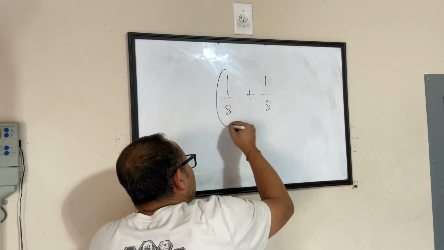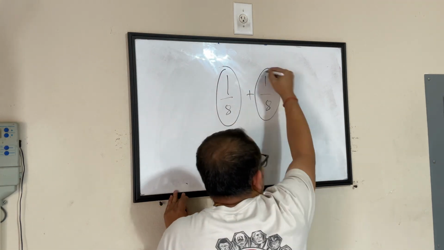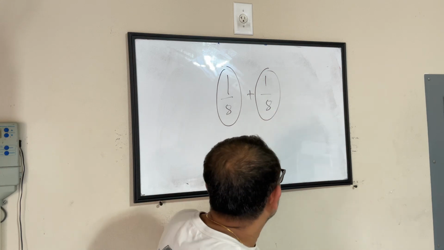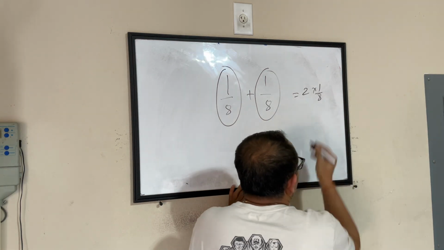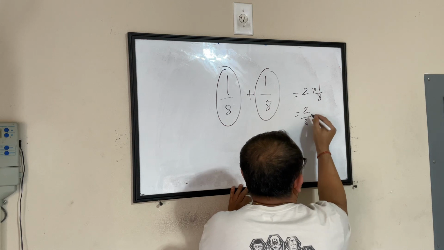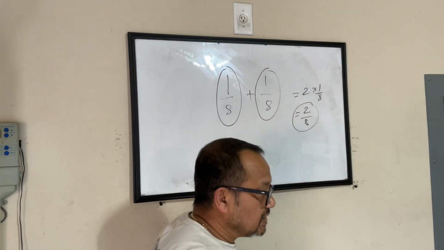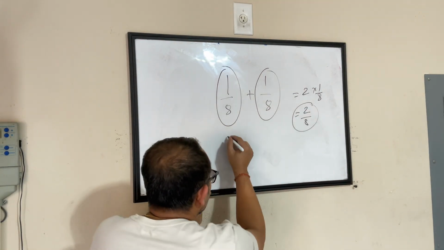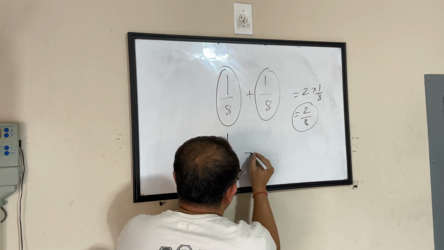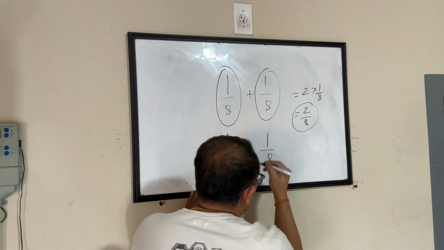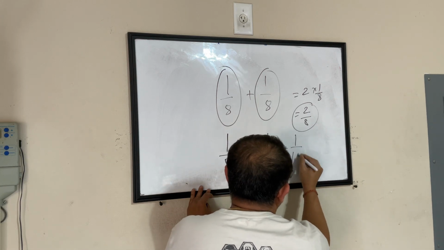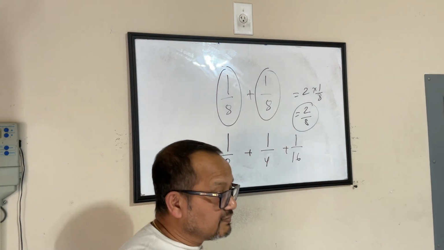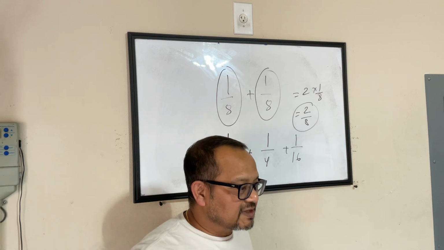If I call this apple, I have two apples. 1 apple plus 1 apple, 2 apples. I will say 2 apples. 2 times 1 apple, 2 apples, or 2 by 8. This is what I will do. Now, if I say 1 by 8 plus 1 by 4, 1 by 4 plus 1 by 16, how much will that be without doing actual fraction addition? How much will that be?